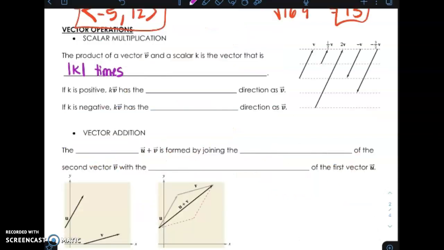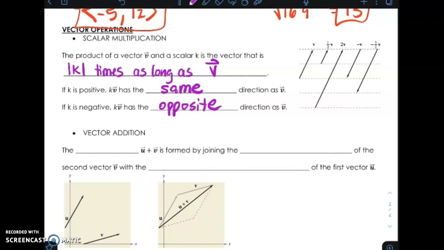The product of a vector v and a scalar k is the vector that is absolute value k times as long as vector v. If k is positive, then k times vector v has the same direction as v. And if k is negative, k times vector v will have the opposite direction as vector v.